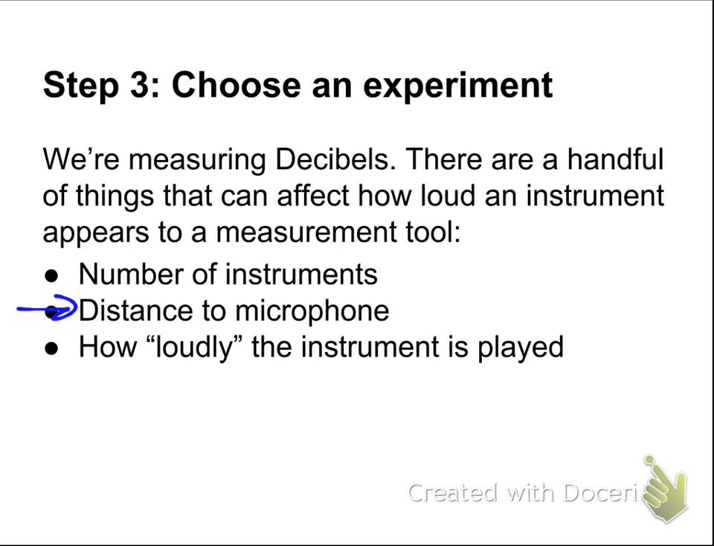This last one, how loudly the instrument is played, that's not really measurable except by decibels. So we don't really have two different variables we can measure, unless there was some way of accounting for the amount of pressure on an instrument or something like that. But I've yet to find a group that has been able to give me a good quantifiable measure of that we can compare to decibels.